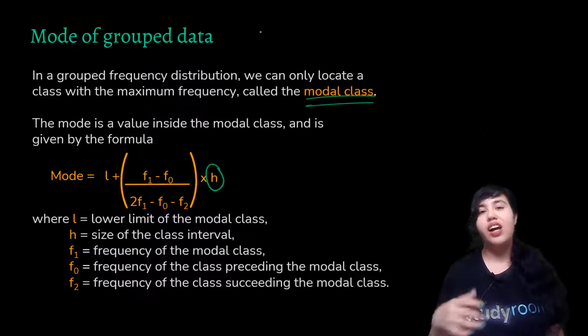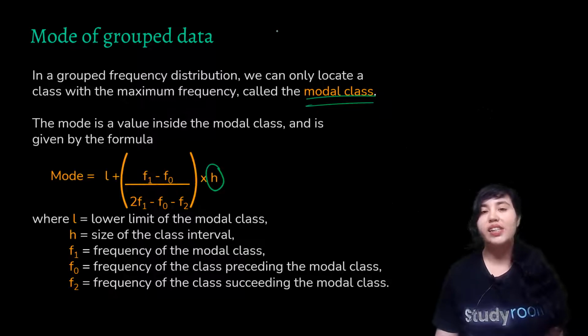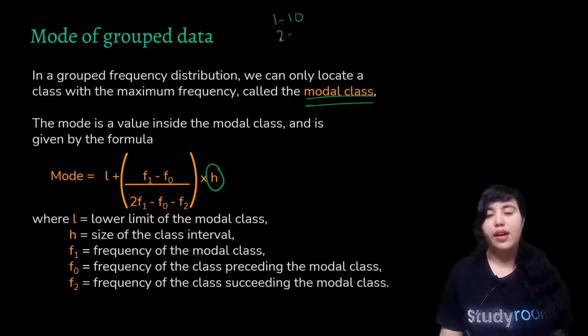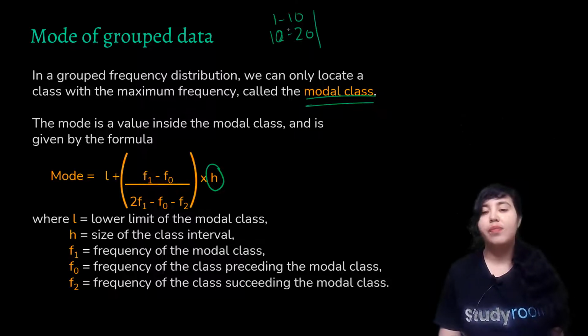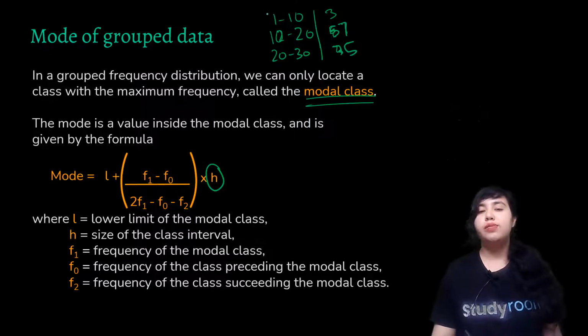So grouped data is collected in the form of class intervals. So it will be like 1 to 10, 10 to 20, etc. Then you will have say 20 to 30, and let's say I give you some frequencies over here, 3, 5 and 7, or let me make it 3, 7 and 5. Okay, so you've been given these class intervals and you've been given these frequencies.